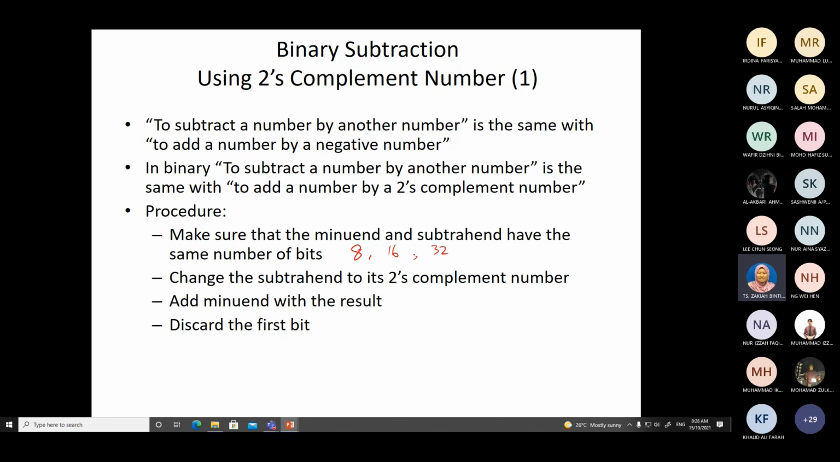For the sake of questions, when you answer the midterm, usually it doesn't exceed 32 bits, because it is too long.